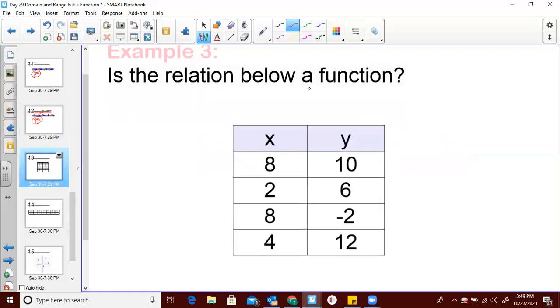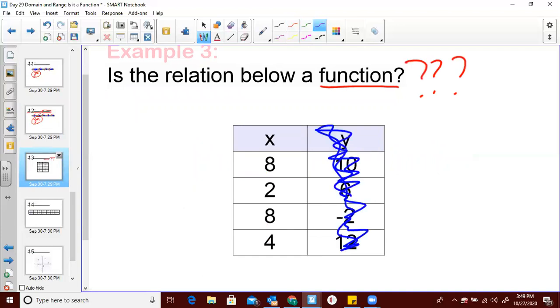All right, is the relation below a function? Is it? Well, I can tell you right away. I don't care about these y values. So let's see, I have an 8, 2, and an 8 up. Right here you can see it. I have 2 8s. This is not a function.